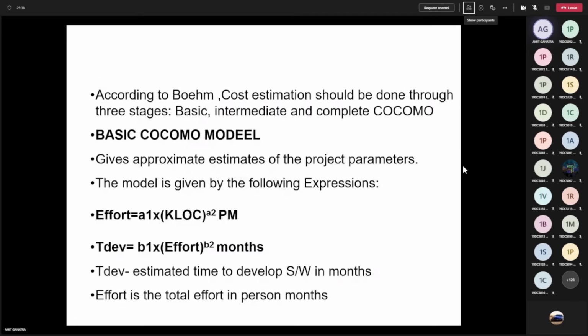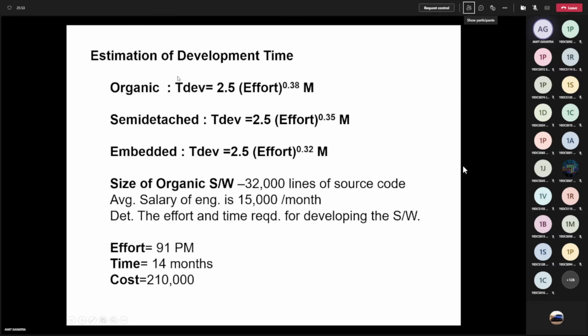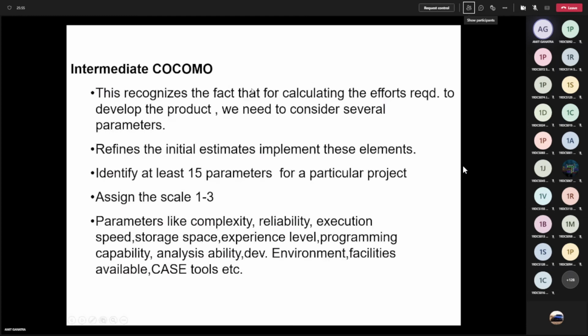So this was basic COCOMO. Okay, so you see that according to Boehm, cost estimation should be done through 3 stages. So we have talked about basic COCOMO. Now we are going to talk about intermediate and then complete COCOMO. So this was about basic COCOMO. Now there is intermediate COCOMO.